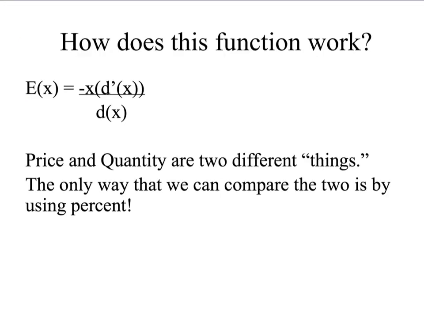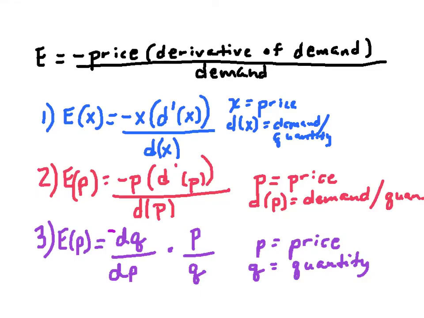This function works by measuring percent. Obviously, price and quantity are two different units, so the only way that we can compare and use the elasticity function is if we look at percent. Our elasticity function can be written a number of different ways, but really it is the opposite of the price times the derivative of demand all over demand. These three different ways that I've written it below are saying exactly the same thing, and you decide which way you like to write it.